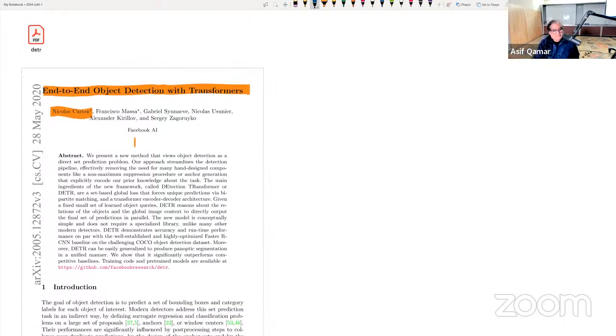We present a new method that views object detection as a direct set prediction problem. It predicts a set. So obviously you can't make out what set. Yeah, we'll come to it. Our approach streamlines the detection pipeline, effectively removing the need for many hand-designed components like a non-maximal suppression procedure or anchor generation that explicitly encode our prior knowledge about the task.